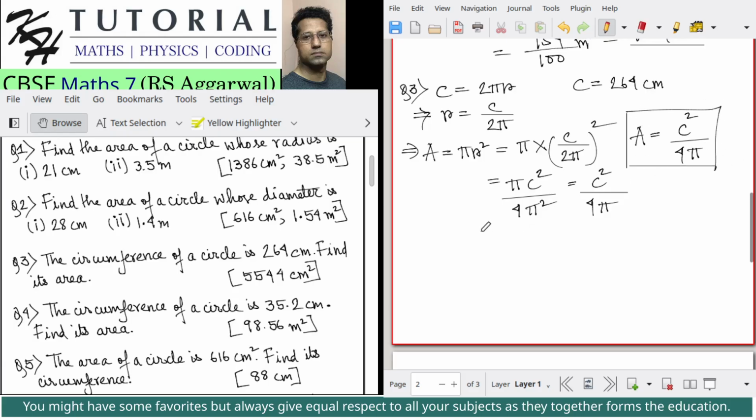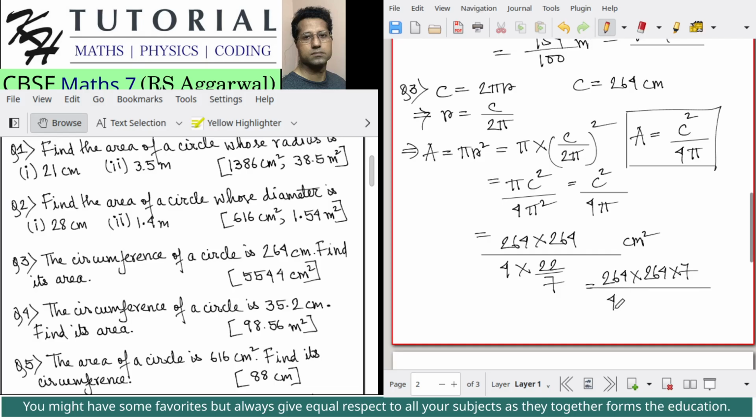Okay, so now we know the circumference, it is 264. So 264 square is 264 multiplied by 264, divided by 4 multiplied by pi, which is 22 by 7. This much centimeter square. This is equal to 264 multiplied by 264 multiplied by 7 divided by 4 multiplied by 22. This much centimeter square. Okay, 22 divides 264 with 12, and 4 divides 12 with 3.